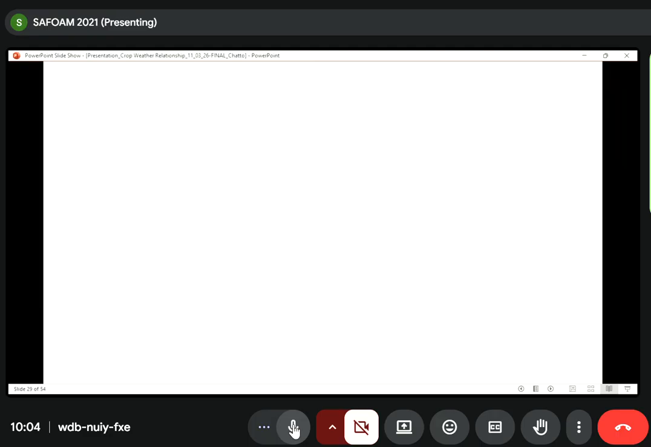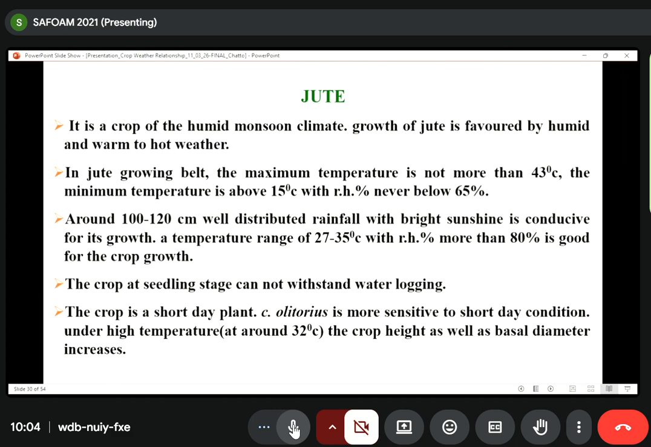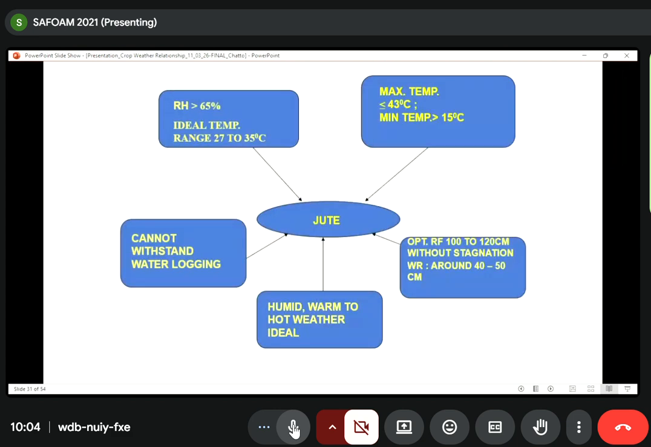Now you see jute. It cannot withstand waterlogging. This is one of the very important things, that you cannot put water into the jute, and it needs humid, warm and hot weather. That's why it is grown during the hot period, but the harvesting coincides with July, where the retting can be done with the monsoon water.